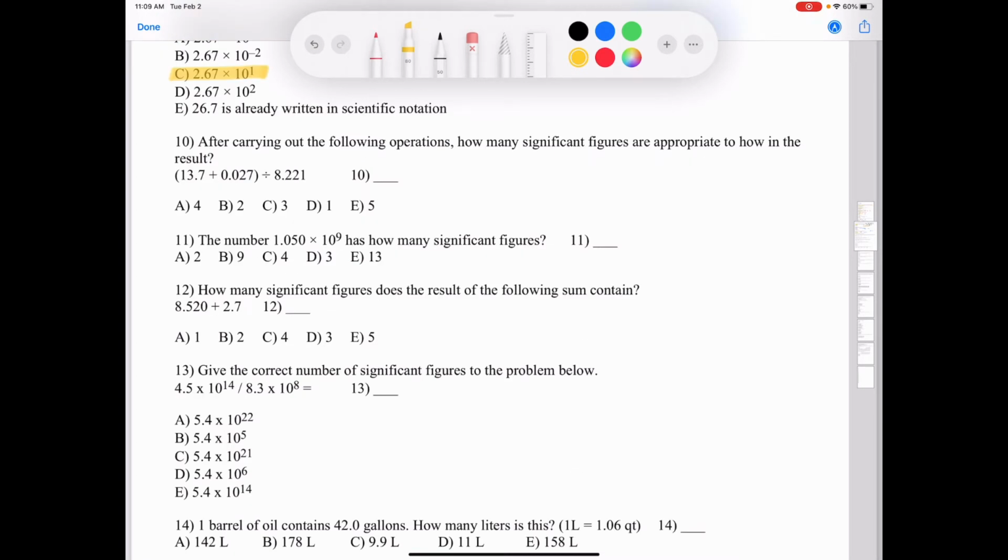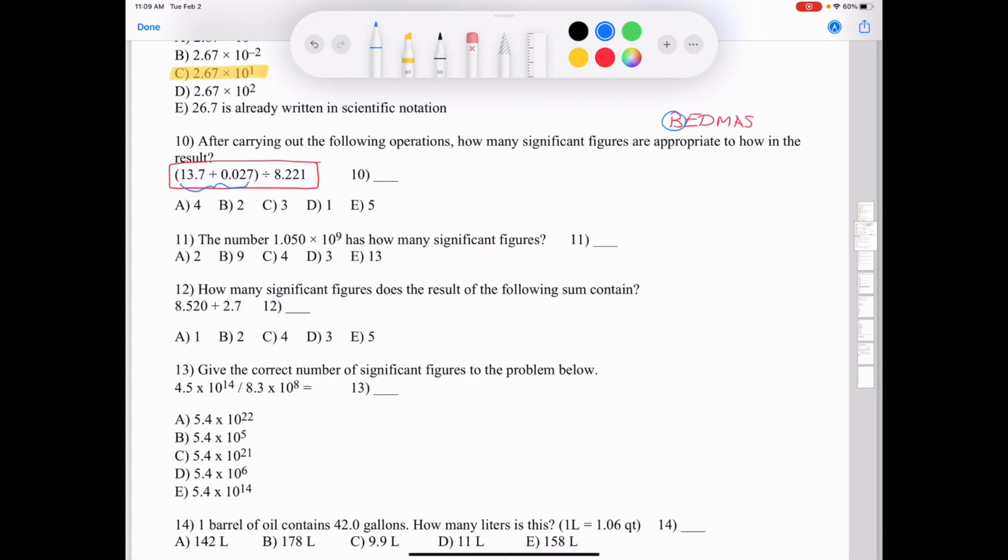Number 10, after carrying out the following operations, how many significant figures are appropriate to show in the result? So here's the question. We have 13.7 plus 0.027 divided by 8.221. Well, you need to know the order of operations, right? BEDMAS. And I know that some students have learned other acronyms, but this is the one that I know, which is brackets, exponents, division, multiplication, addition, subtraction. And so we're going to solve what's inside the bracket first, right? We're going to solve 13.7 plus 0.027.